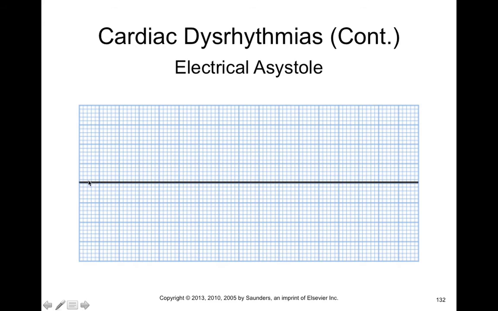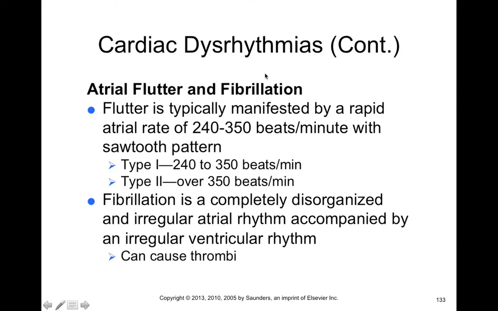So what we find here then is just no electrical activity, hence the flat line here. So we call this sinus arrest or electrical asystole. Now we're going to move on to talk about the cardiac dysrhythmias, and we'll start with atrial flutter and fibrillation.